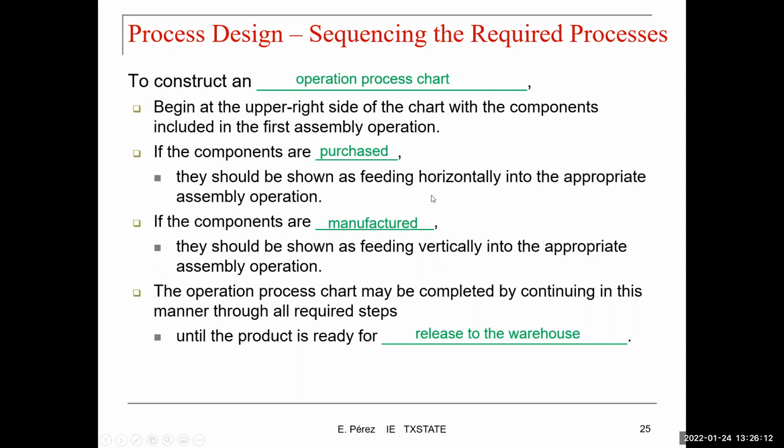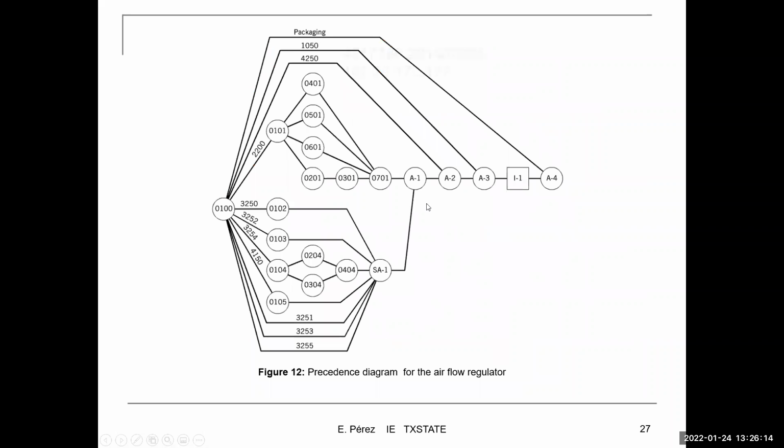Gotcha, thank you. Okay, so those numbers are basically codes for the things that you need to perform on this part in order to get them ready for the subassembly. So once you perform this operation on 3250, this operation on 3252, and so on, you can put those together here.